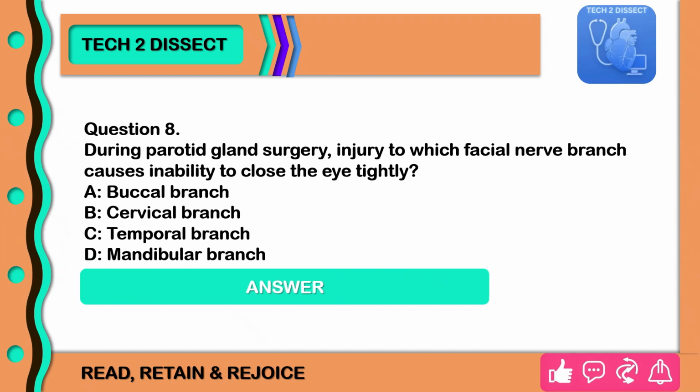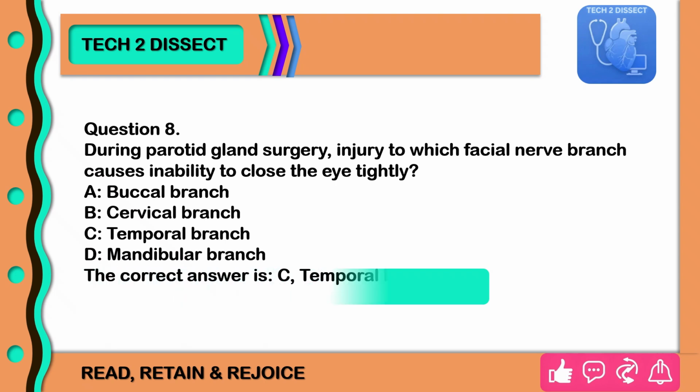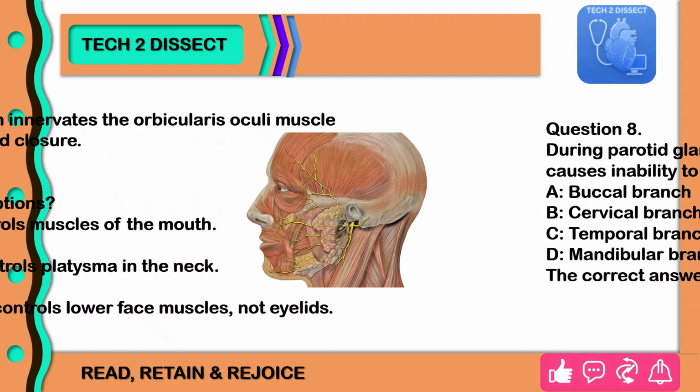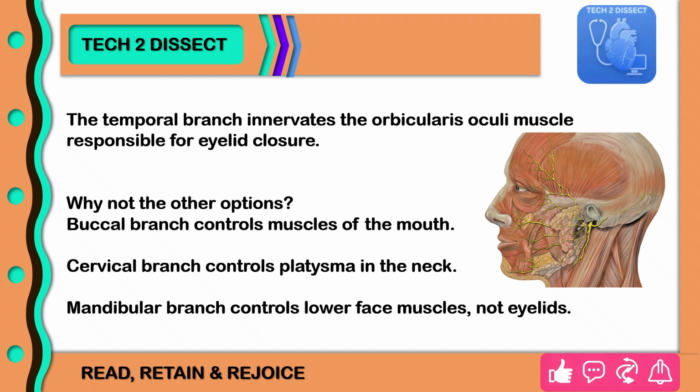Question 8. During parotid gland surgery, injury to which facial nerve branch causes inability to close the eye tightly? A. Buccal branch. B. Cervical branch. C. Temporal branch. D. Mandibular branch. The correct answer is C. Temporal branch. The temporal branch innervates the orbicularis oculi muscle responsible for eyelid closure.